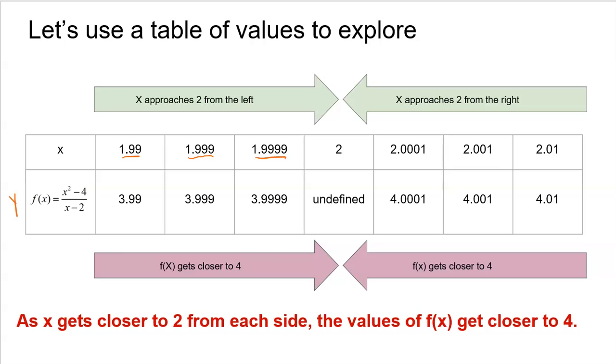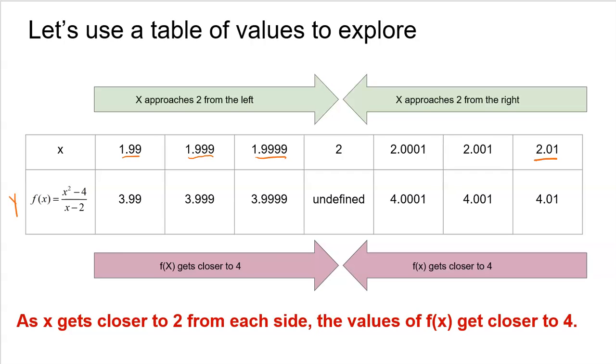So again, I'm not there yet, so I'm not falling through that hole, but I'm just getting super close. The function, again, if you plug that in, is 3.99999, right? So you get the idea. Now, my other friend who's walking down towards 2, he's going to be on the right-hand side of 2. So he's getting really, really close.